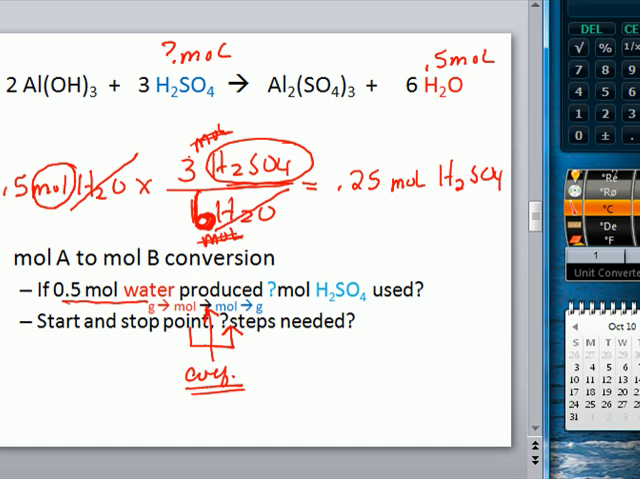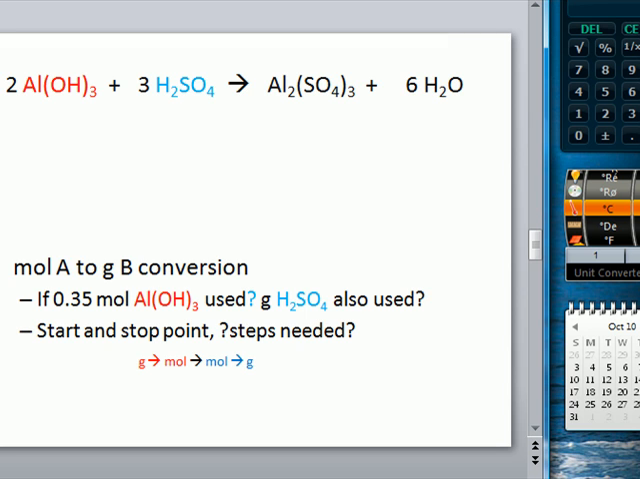Okay, that's a mole to mole conversion, which is the simplest one. The next one, we are given the moles of aluminum hydroxide, and we want to know how many grams of sulfuric acid are also going to be used. In order to use up all the aluminum hydroxide, how many grams of sulfuric acid do you use?